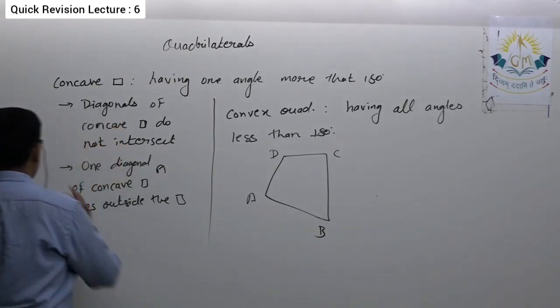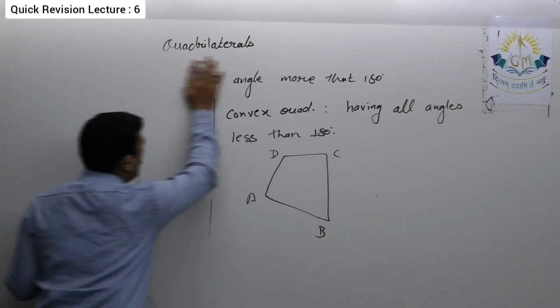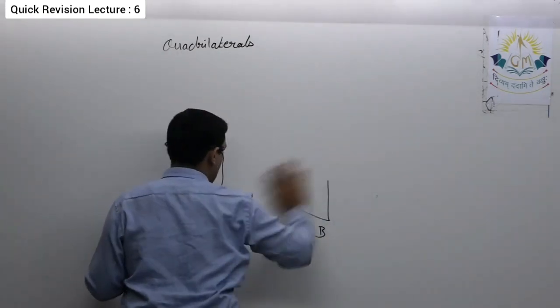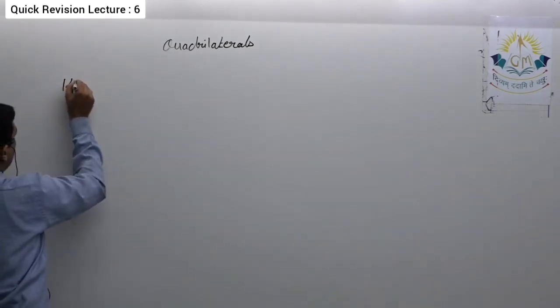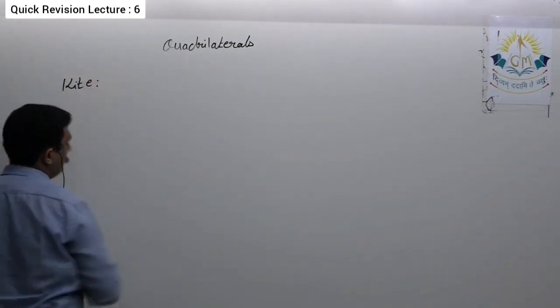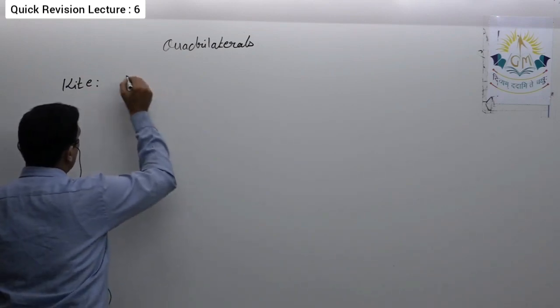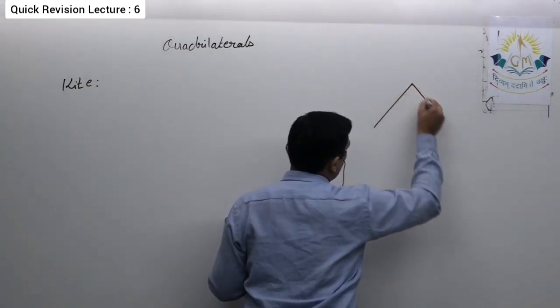Okay, now after convex and concave quadrilateral, we next will come to the types of convex quadrilateral, in which very first we will take kite. Okay, next is kite. So see, if I draw the diagram of kite, it is something like this.